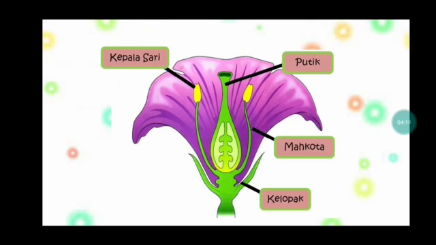Okay, first together, this is kepala sari. In English, anther. And then the next, putik, stigma. And then mahkota, petal. And the last one, kelopak, sepal. So anther is kepala sari, stigma is putik, petal is mahkota, and the last, sepal, is kelopak.